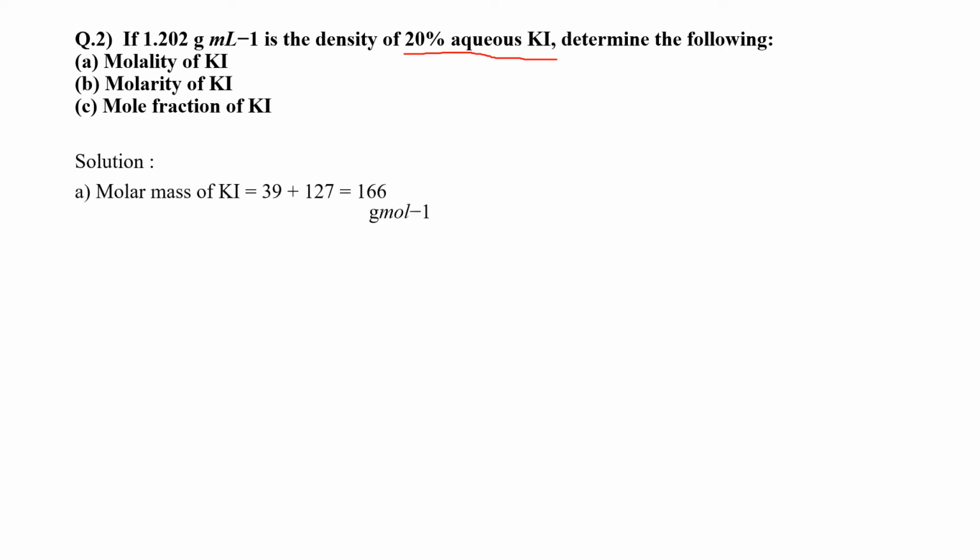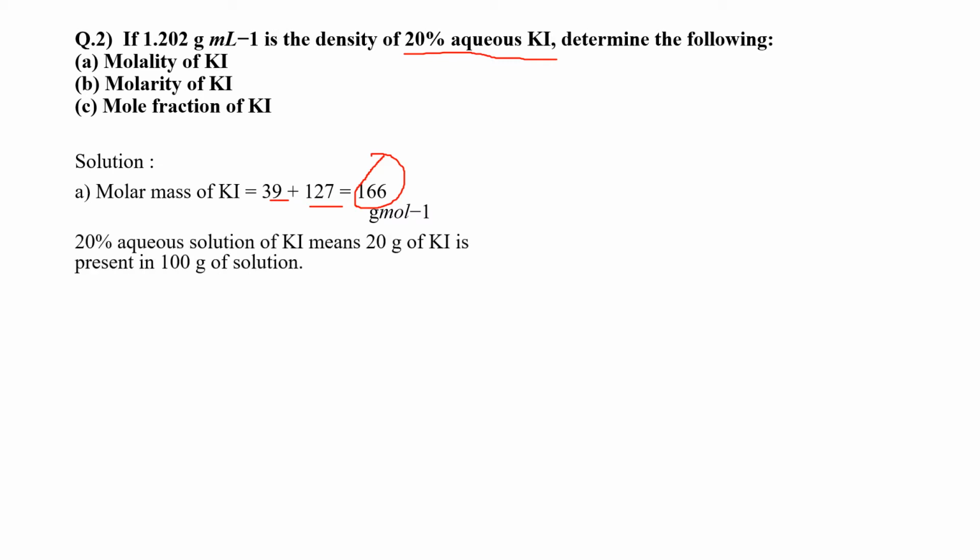First of all, we will calculate the molar mass of potassium iodide. And what will be the molar mass of potassium iodide? The atomic mass of potassium is 39. The atomic mass of iodine is 127. From these two, the molar mass of potassium iodide will be 166 gram per mole.